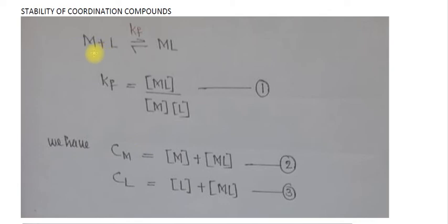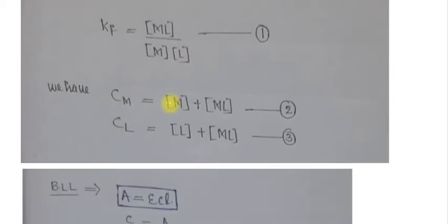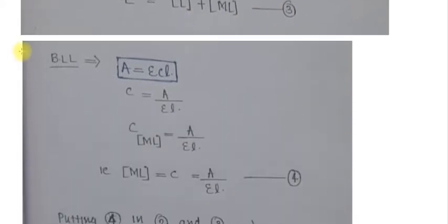We are considering the equation M plus L reversible arrow ML, where KF is a constant, and the equation will be the concentration of ML by concentration of M into concentration of L. We have CM is equal to concentration of M plus concentration of ML, given as equation number 2, and CL is concentration of L plus concentration of ML, given as equation number 3. And according to Beer-Lambert's law, നമ്മൾ നേരത്തെ പറഞ്ഞു A is equal to epsilon C L, where C is equal to A by epsilon L, where the concentration of ML will be equal to A by epsilon L.